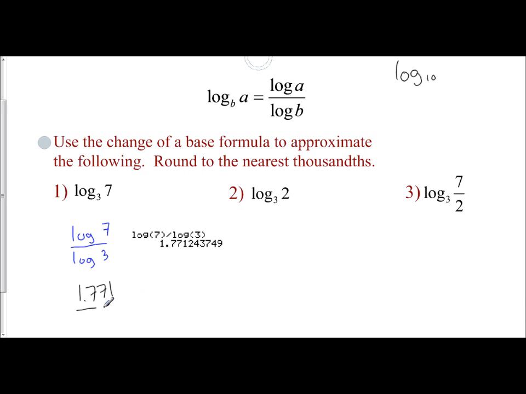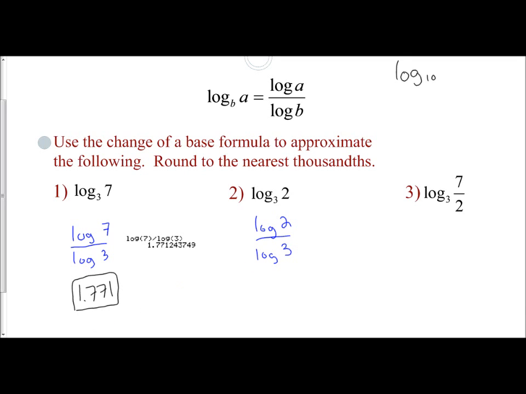That is the approximate value of log base 3 of 7, converted to log base 10 by doing log of a divided by log of b, log of 7 divided by log of 3. So if I have log base 3 of 2 and I want to find its value, what I'm going to do is convert it to base 10. The way you do that is take log of 2 and divide by log of your base, which is 3.